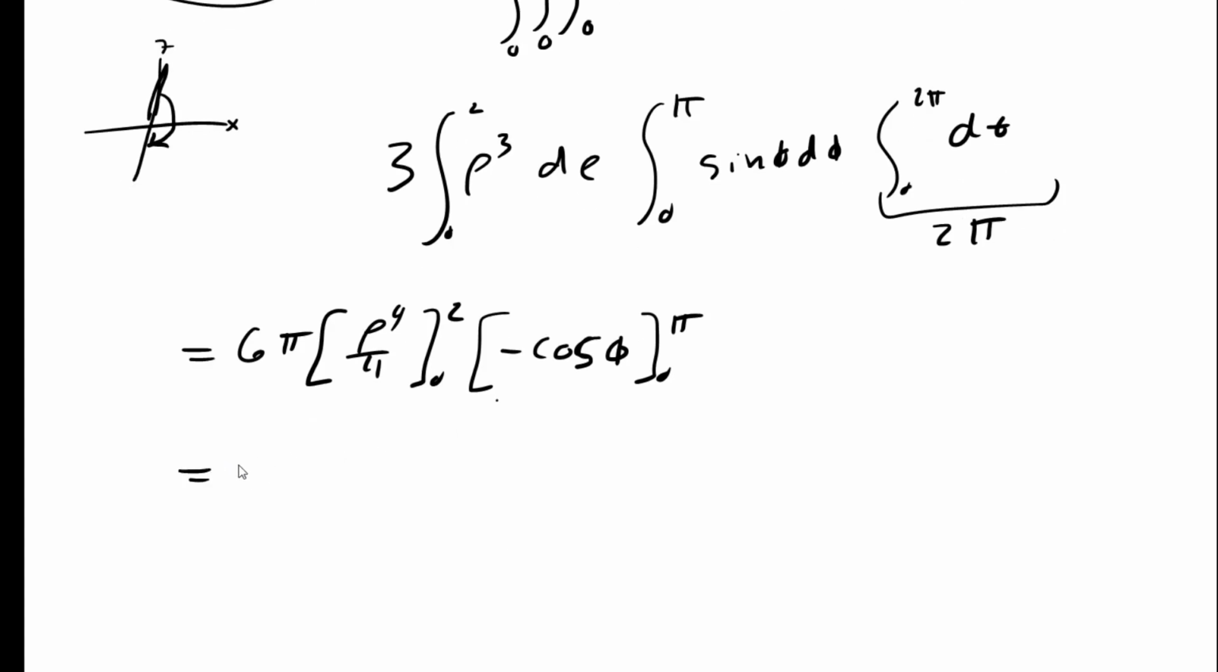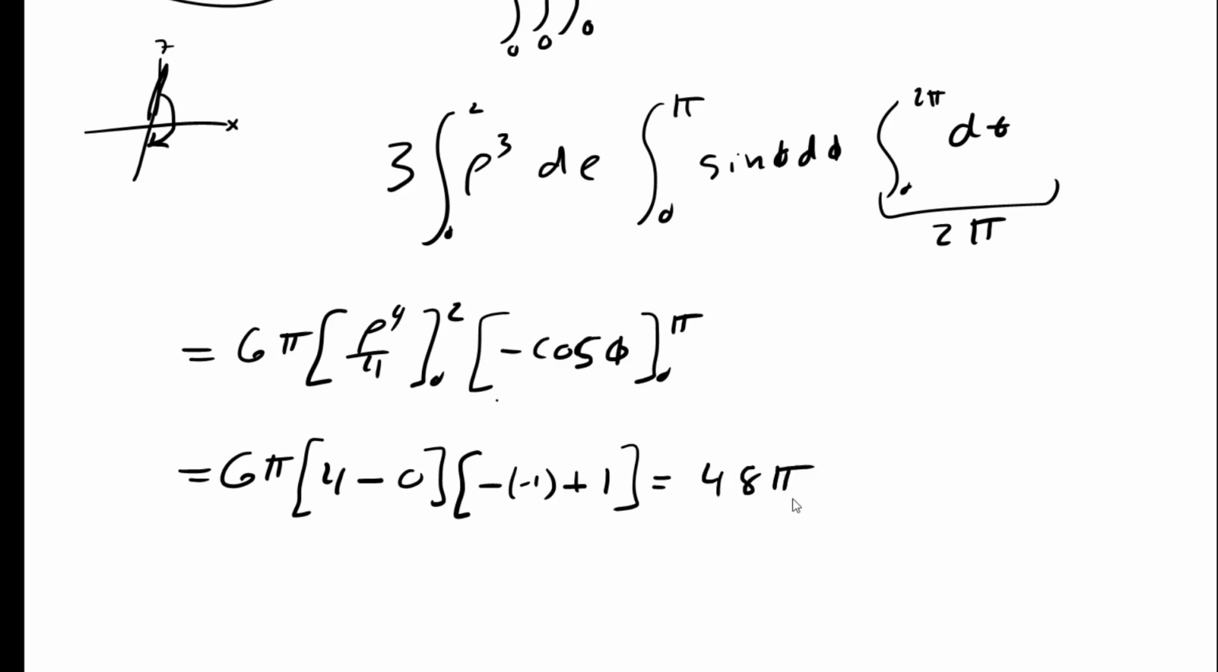which gives me 2, 4, 8, 16 over 4, that's 4, minus 0, minus cosine of pi is negative 1, minus cosine of 0 is 1. So I have, let's see, 2 times 4 is 8, and I get 48 pi.